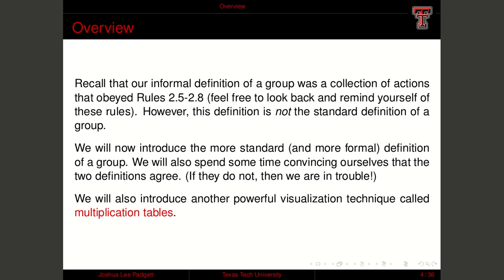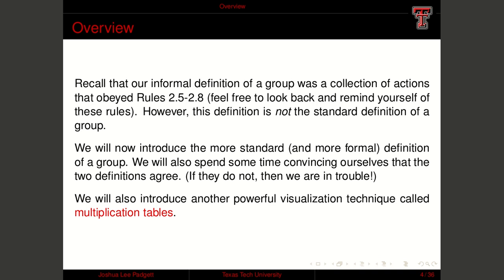So basically our prior definition was using the rules 2.5 through 2.8 that we had from last semester, which stated that we would have a predefined list of actions. Each action would be reversible, each action would be deterministic, and any sequence of actions would be itself again an action. So this is a very useful definition, but we're going to try to improve upon it.